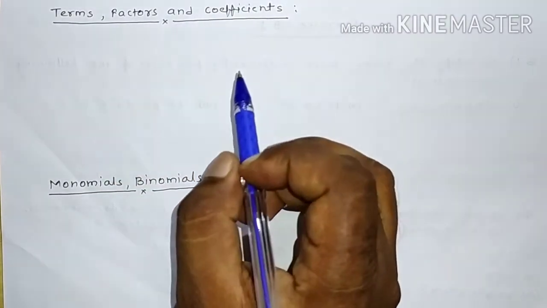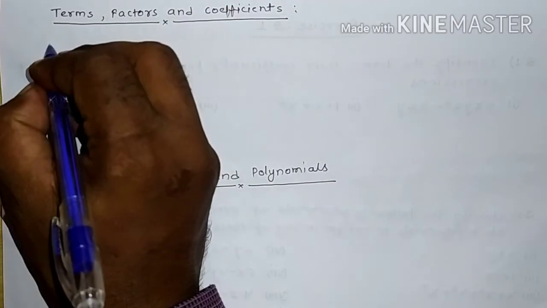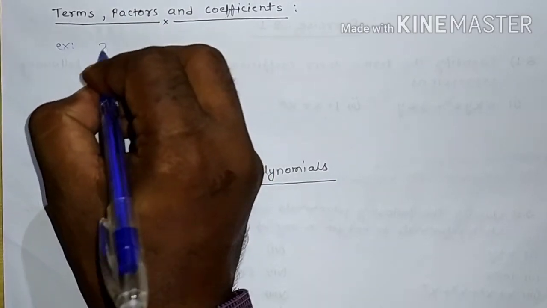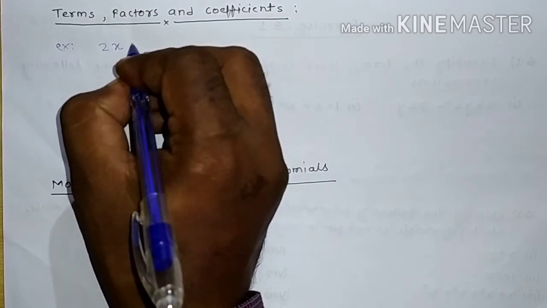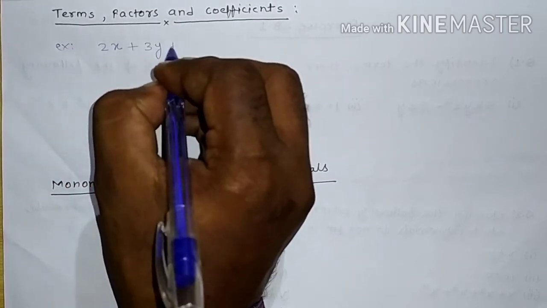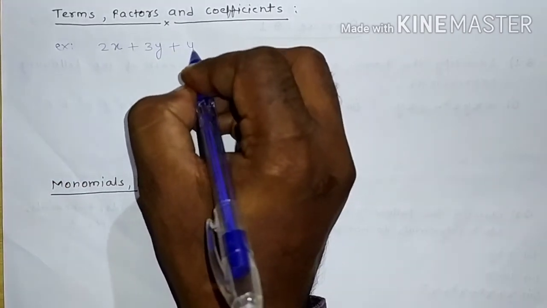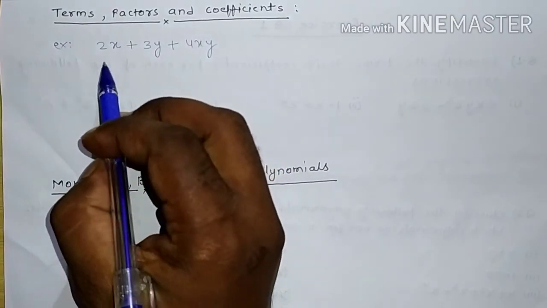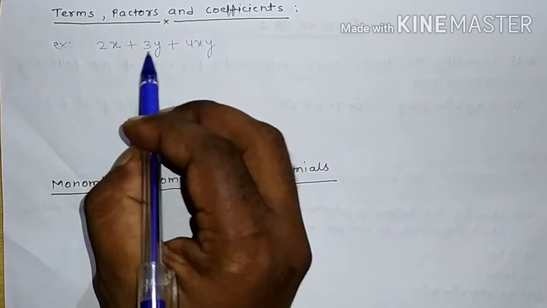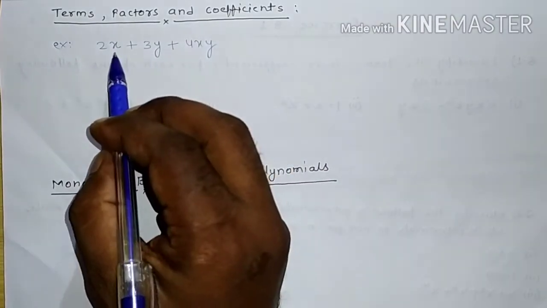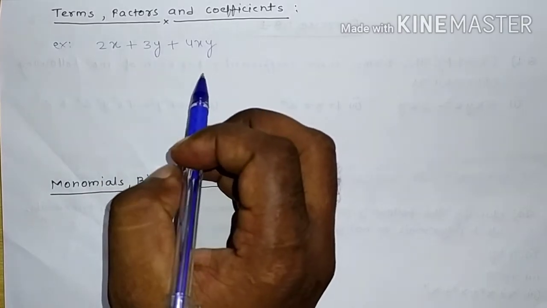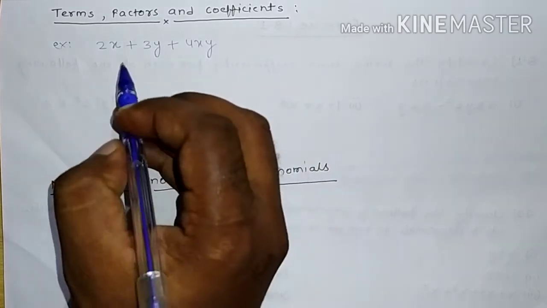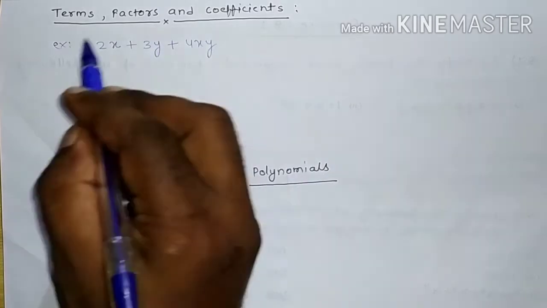First of all, write any algebraic expression as an example. Here I am taking the example 2x plus 3y plus 4xy. Now this is an example of an algebraic expression where 2, 3, 4 are the constants and x, y are the variables.